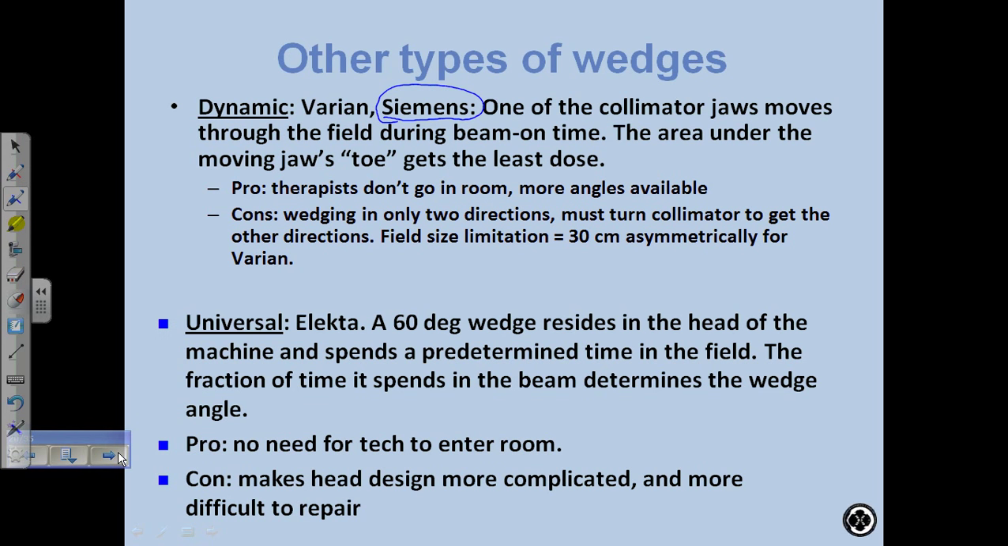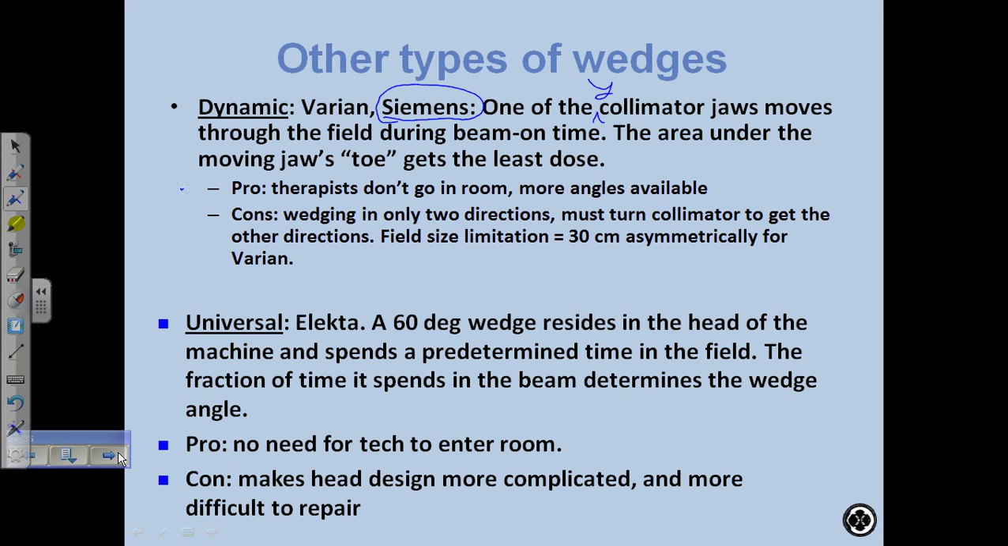They're all over. So how does the dynamic wedge work? One of the collimator jaws moves. Sorry, I shouldn't say X1 and X2. It's really just Y1 and Y2, right? Okay. So either Y1 or Y2, one of the Y collimator jaws, moves through the field during beam on time. During the beam on time, the area under the moving jaw's toe gets the least dose. Okay, so the toe always gets the least dose.